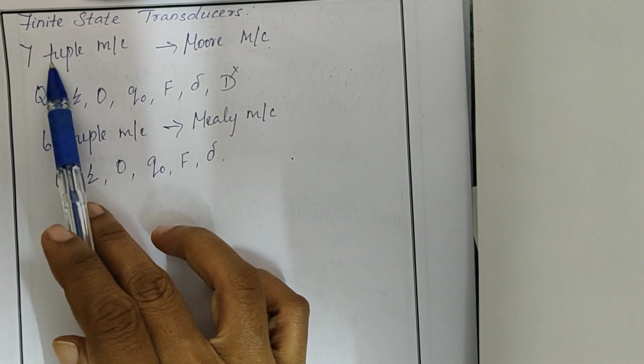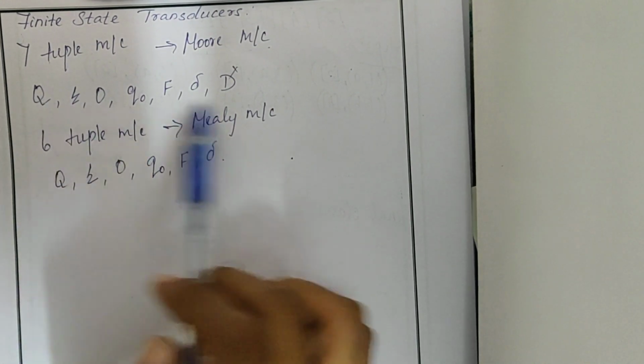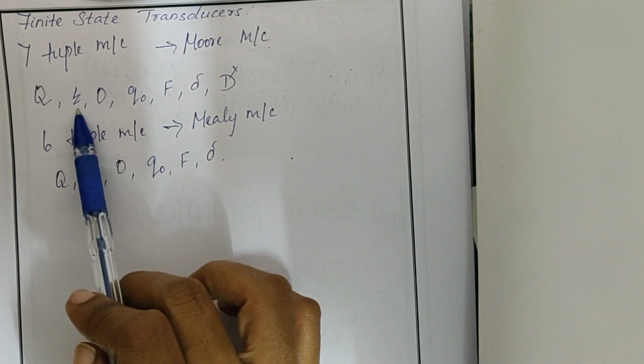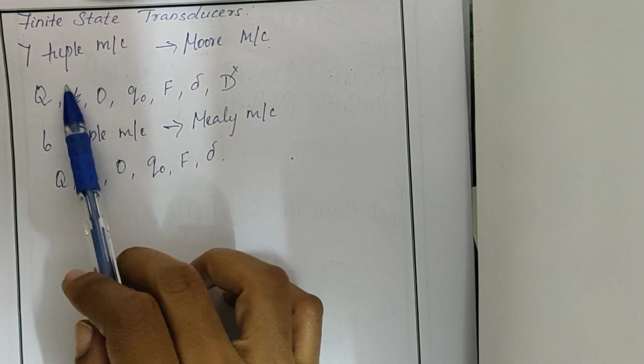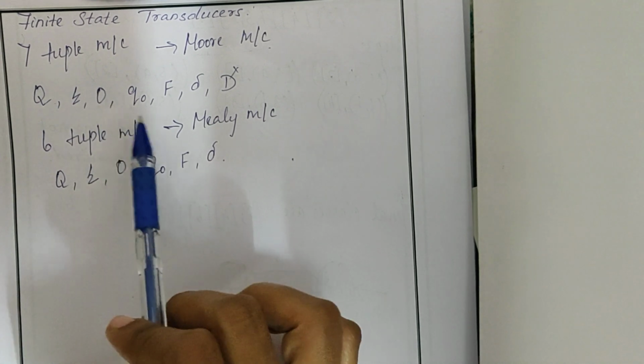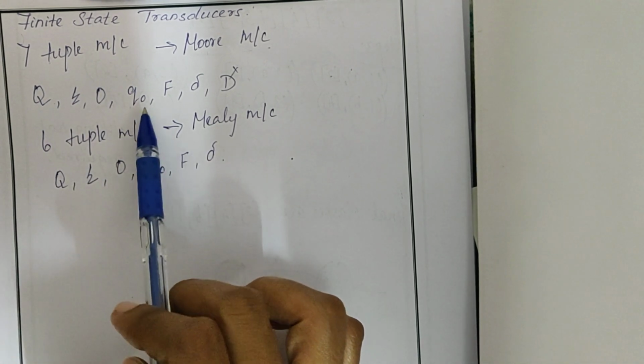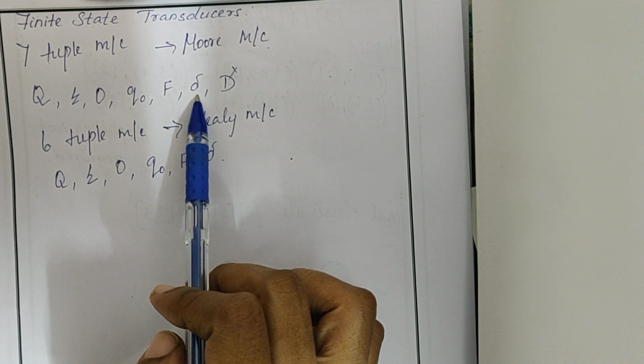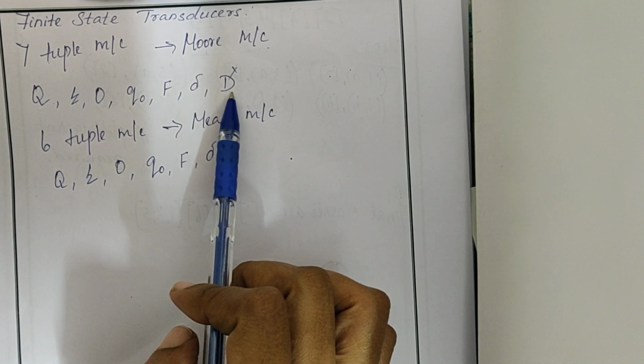Moore machine is a 7 tuple machine. I'll have 7 tuples: set of finite states, input alphabet, output alphabet, start state, final state, transition function, and my output function.